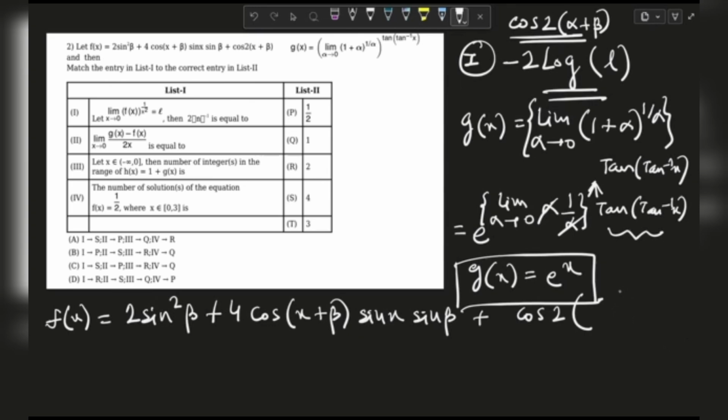If you guys want, you can still pause the video because this is pretty manipulative, okay? You can pause the video and try it out once because I should have said this in the starting and maybe you could have got wrong answers. This is cos of 2 alpha plus beta. You can pause the video and try out still if you want, okay? I'm doing it.